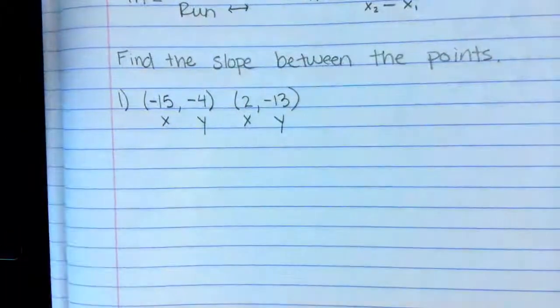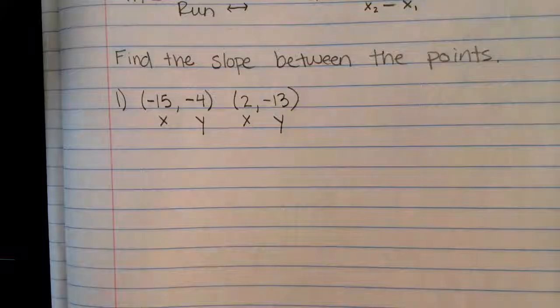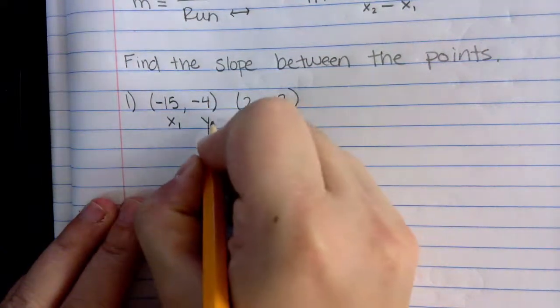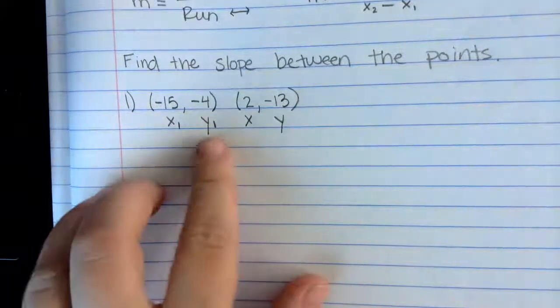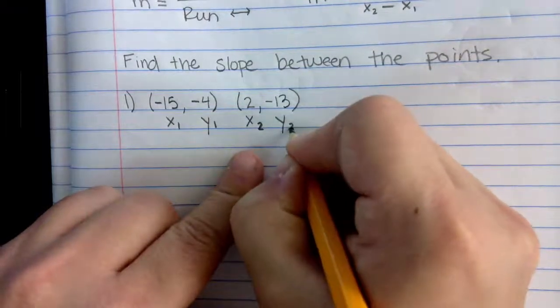Now, it doesn't matter which ones are 1s and which ones are 2s, but the X and Y ones have to go together. So the 1s go together, the 2s go together. I like to just put the 1s first, because to me it's like, these are the first X, this is the first Y, so they get 1s. This is the second X, and then the second Y, so they get 2s.